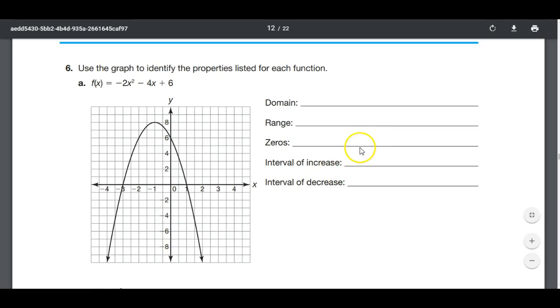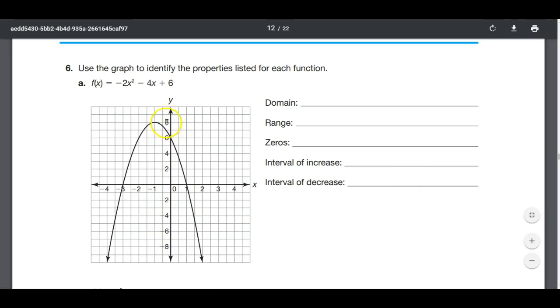The interval of increase. So we'd open up parentheses. It's increasing in this direction as we move to the right, increasing until we get to -1. So I'd have open parentheses, negative infinity, comma, -1, close parentheses.